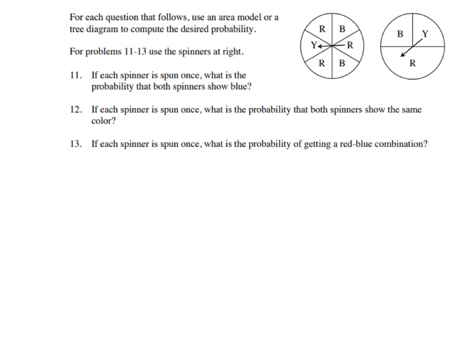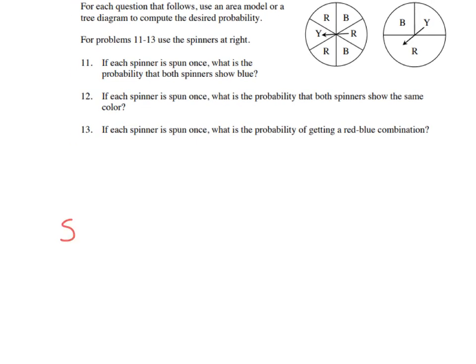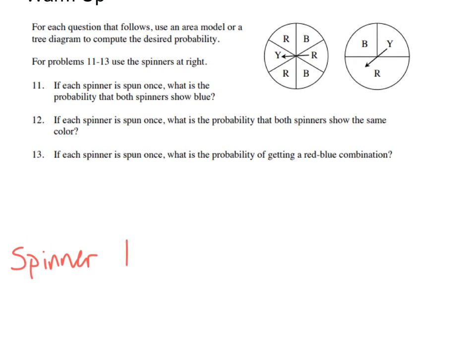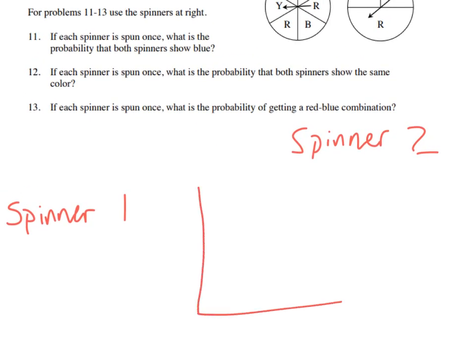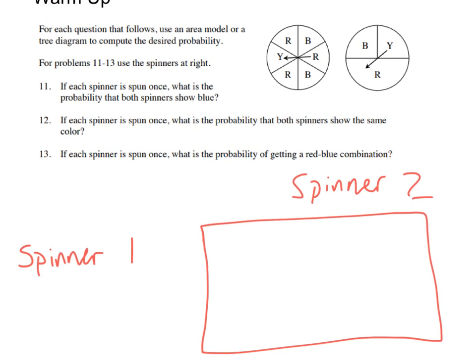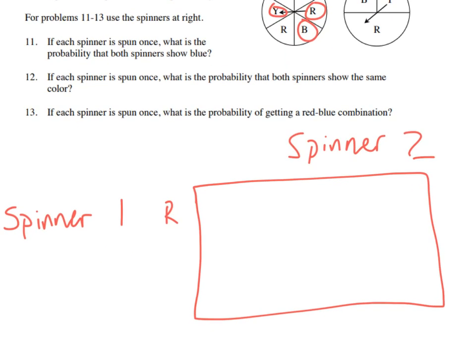I'm going to erase that actually. I'm going to make it a little bit larger if I can. Over here we're going to have spinner number 1, and up here we're going to have spinner 2. And it does not necessarily matter which side you put each one on, but for spinner number 1, what we want to identify is that there are 3 different outcomes that we could get: red, blue, or yellow. So I'm going to put those associated outcomes here of red, blue, or yellow.